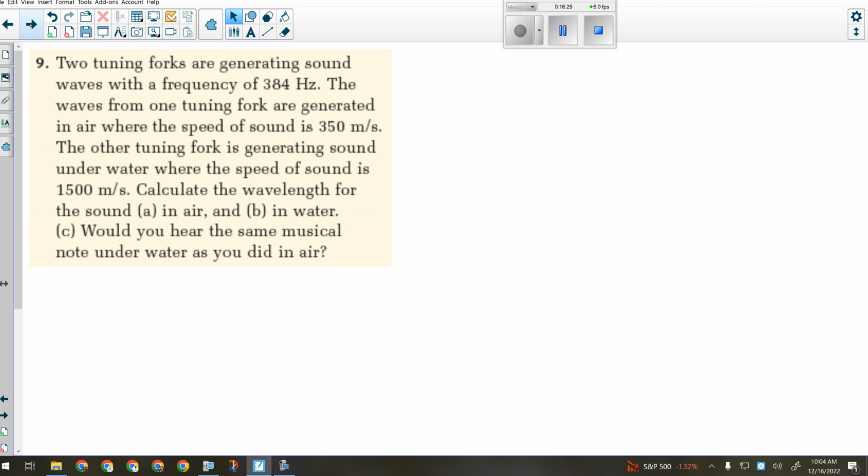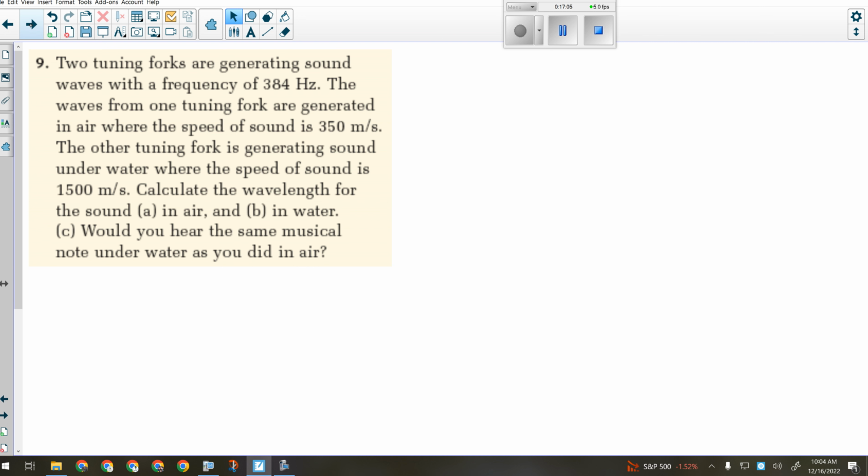We've got 2 tuning forks, they're identical. They're both making a frequency of 384 hertz. The waves from one tuning fork are generated in air, where the speed of sound is 350 meters per second, and the other tuning fork is generating sound underwater. We're going to ignore the fact that tuning forks really don't work very well underwater, because they don't vibrate all that well underwater. But we'll ignore that fact. The speed of sound in water is 1500 meters per second. Calculate the wavelength for the sound in air, the wavelength for the sound in water, and part C, would you hear the same musical note underwater as you did in air?